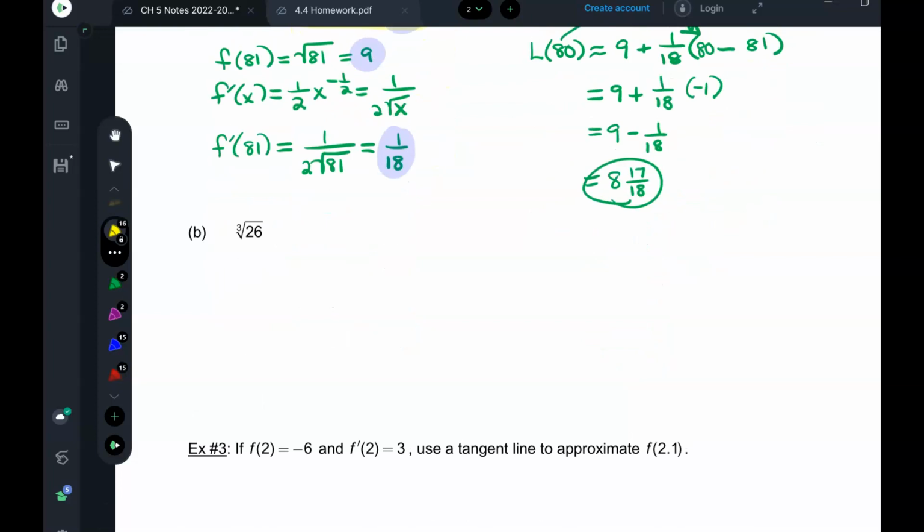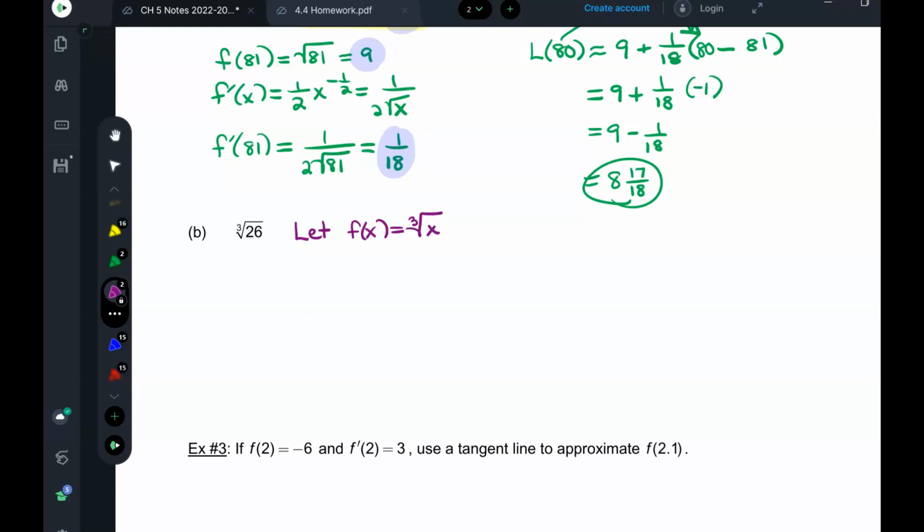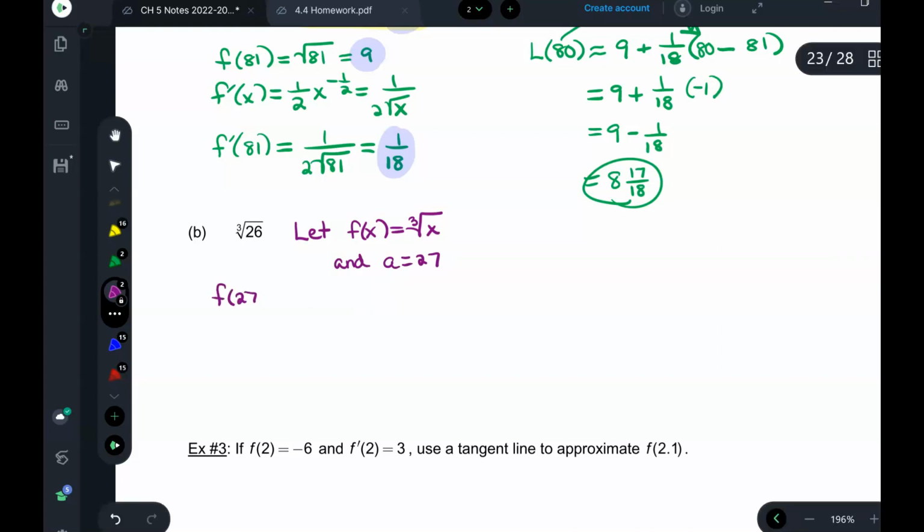Okay, next one, we have cube root of 26. Okay, so now I'm going to let f of x equal the cube root of x. So we want to think about what cube is really close to 26. It's 27, right? We can find that. So let's see, f of 27 would be cube root of 27, which is 3. So now I have my ordered pair, (27, 3).